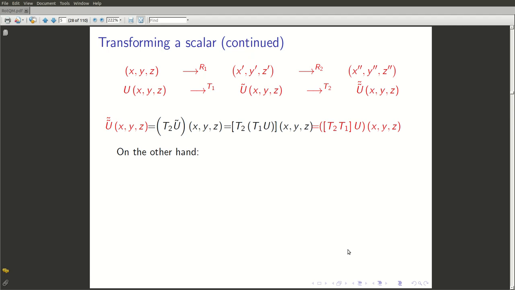On the other hand, we already know what the transformation is like in terms of the coordinates. So u double tilde of xyz, which we got, remember, when the coordinate transformation was R2, has to be the same as the previous function u tilde, but acting upon R2 inverse of xyz. But then what is u tilde? U tilde is what you get when you apply the coordinate transformation R1. So it's u at R1 inverse acting on the coordinates. So it is u at R1 inverse, R2 inverse of xyz.